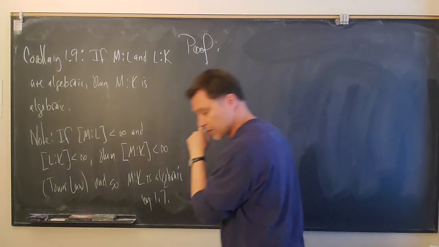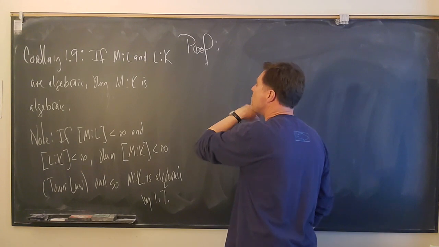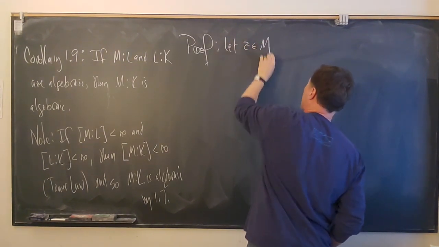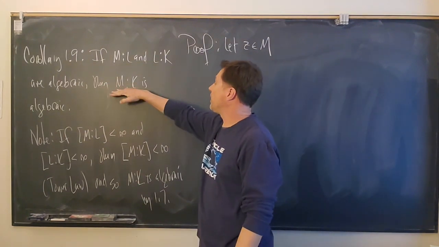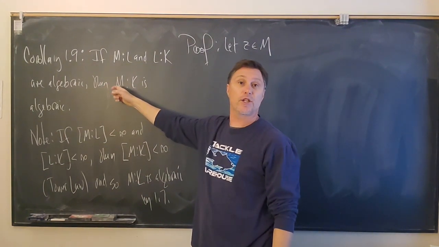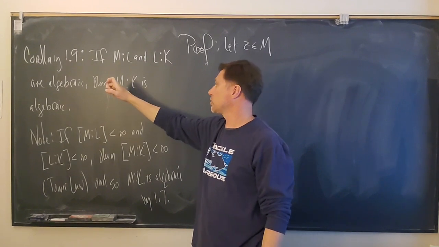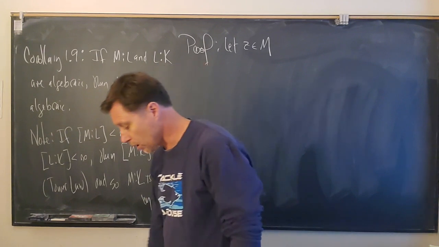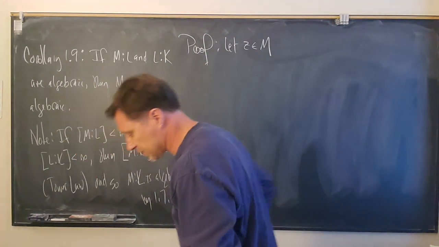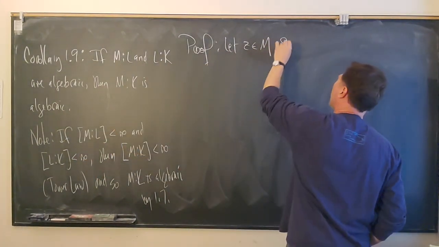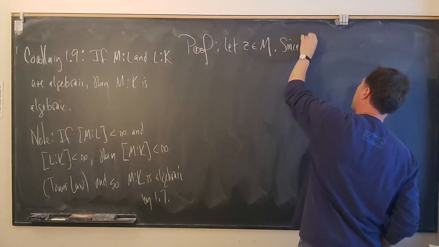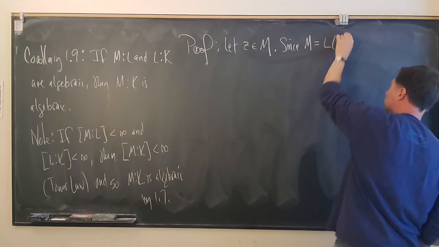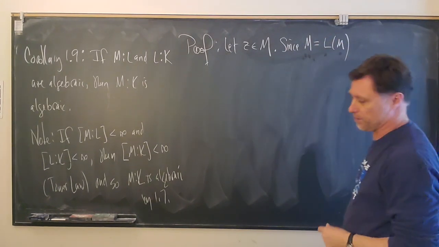So for the general case, here we go. Let's just pick an arbitrary element. So let's let z be in M. If I want to show that this extension is algebraic, what that means is that I need to show that every, arbitrarily chosen element in M is algebraic over K in this case. So since M is equal to L adjoin M, this looks kind of silly here, but it's true.